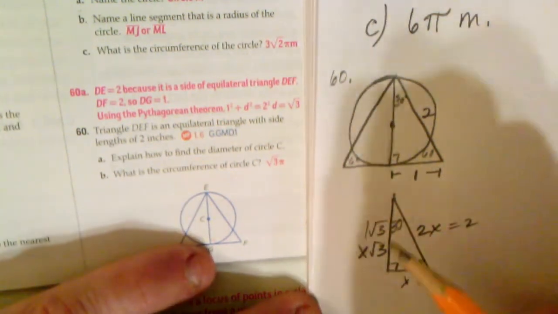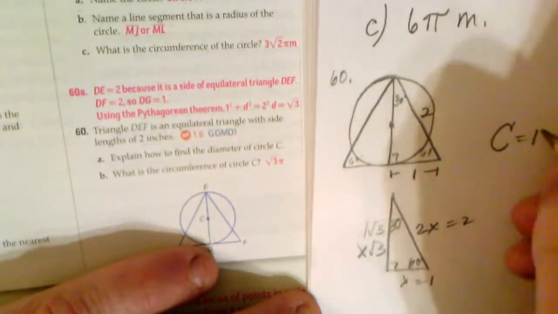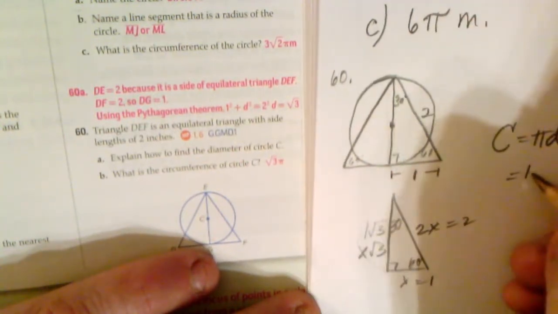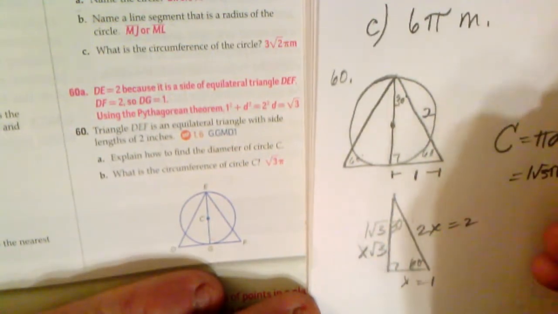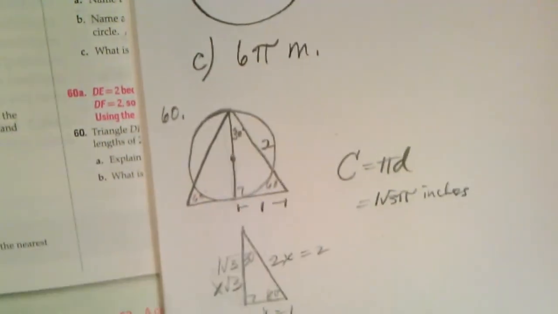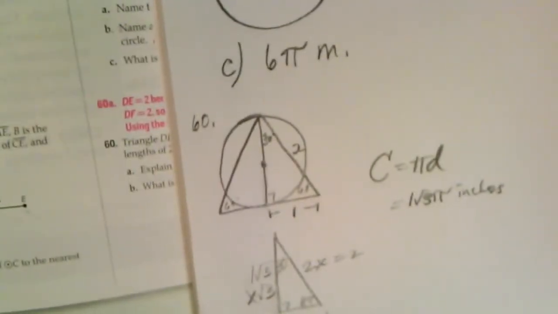We're going to go ahead and do this with the diameter. Circumference is pi times d. And so the diameter was 1 radical 3, so I'll say 1 radical 3 pi, or radical 3 pi, and that'll be in inches. Okay. So, again, that's a 3 there. I know it's hard to read. Okay. So there's your answers to the first half of the homework.